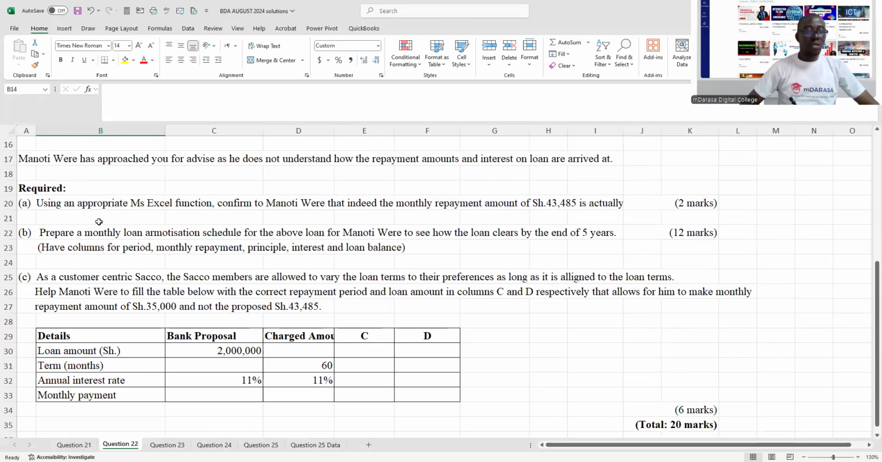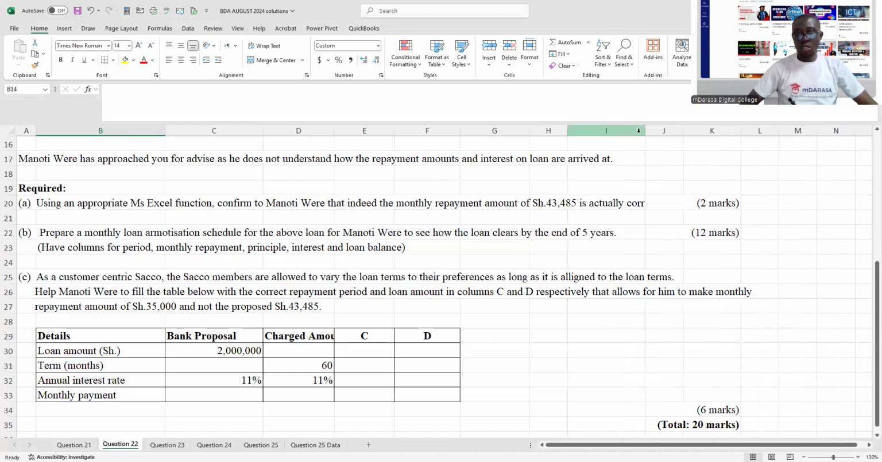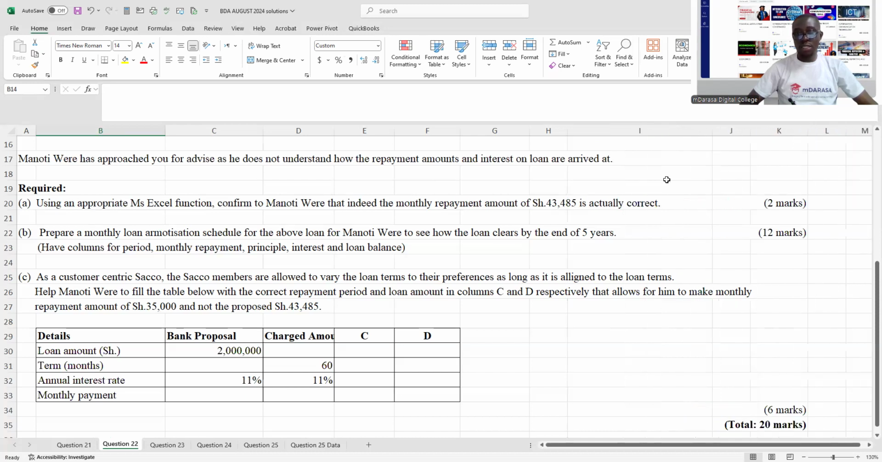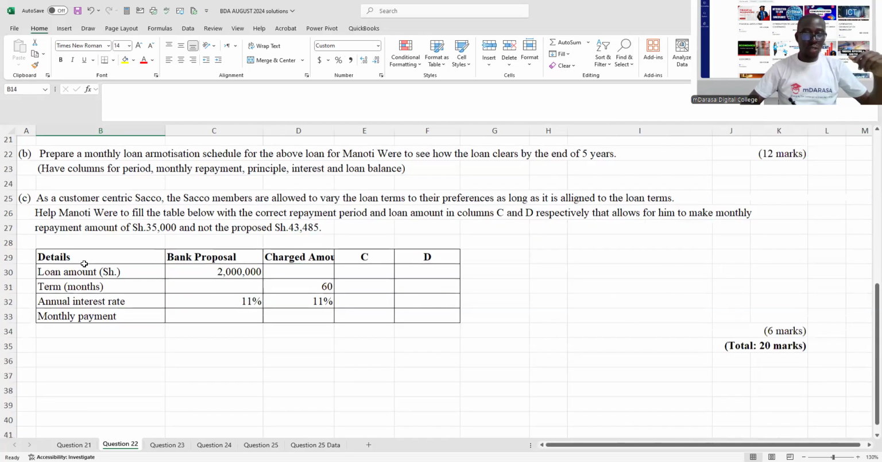We are required, using an appropriate MS Excel function, to confirm to Manoti Were that 43,485 is indeed the correct monthly repayment amount. Part B of the question, you are told to prepare a monthly loan amortization schedule for the above loan for Manoti Were to see how the loan clears by the end of 5 years, okay? Have columns for period, monthly repayment, principal, interest, and loan balance, okay?